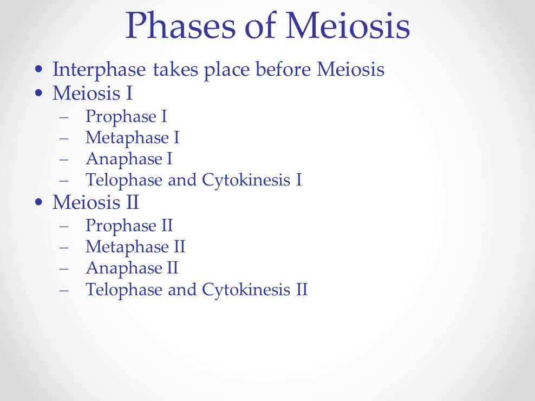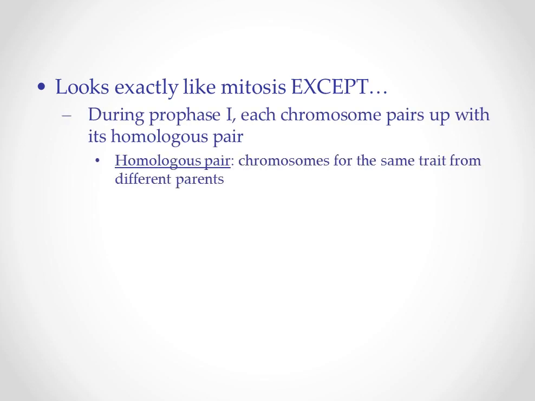So, interphase is the same thing, G1, S, G2, but now we have 2 divisions. We have meiosis 1, which involves prophase. It pretty much looks identical to mitosis, except for a couple of exceptions. During prophase 1, each chromosome actually has to pair up. It's got to find its buddy, its travel buddy, if you will.